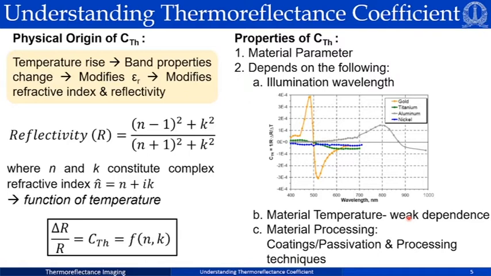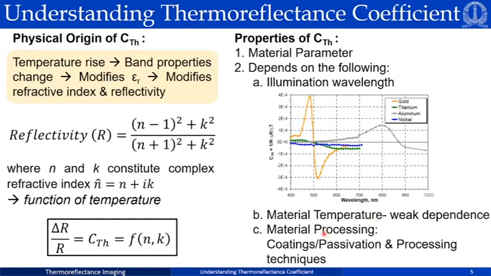Because with strong increase in temperature, the rise in temperature would again lead to second order changes in the material property, and which would then bring in non-linearity. That is, delta r by r would no more be linearly proportional to delta T. So we have to find out a region where this linear proportionality holds.